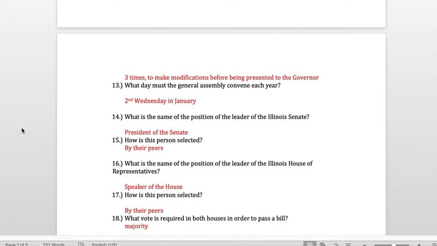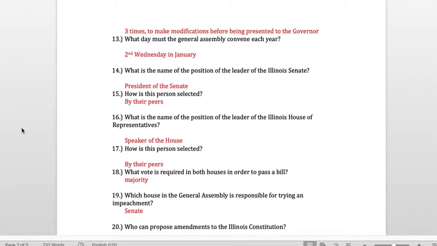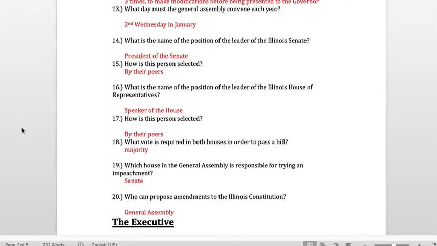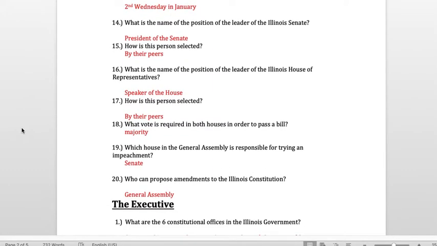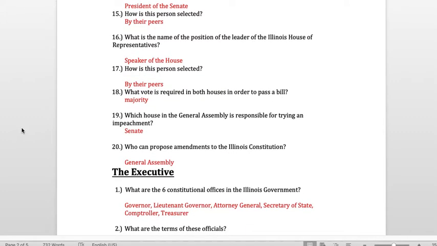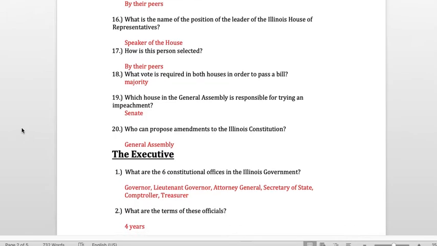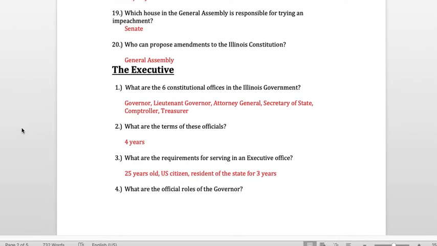The leader of the Senate is known as the President of the Senate, and that person is elected by their peers. And the leader of the House of Representatives is known as the Speaker of the House, and also elected by their peers. What vote is required in both houses in order to pass a bill? That is a majority vote. Which house in the General Assembly is responsible for trying an impeachment? And the Senate will hear that. And then the General Assembly can propose amendments to the Illinois State Constitution.